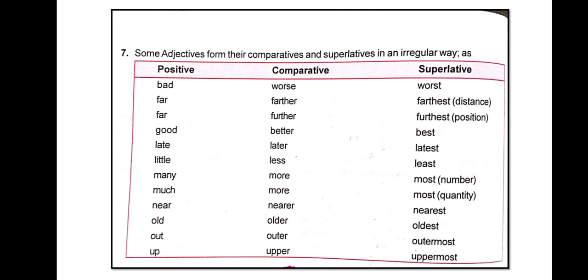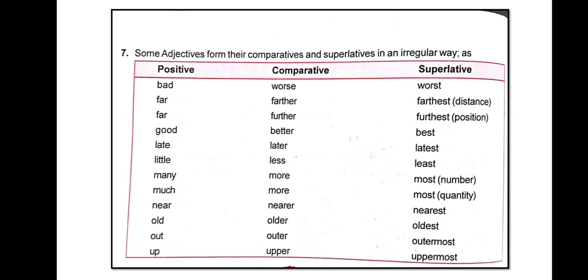Now turn the page. We have table 7. Some adjectives form their comparatives and superlatives in an irregular way. So we will see which ones those are here. Irregular way means that for whichever adjectives we are using, the spelling will change in the comparative and superlative. So you have to notice this and learn it properly.